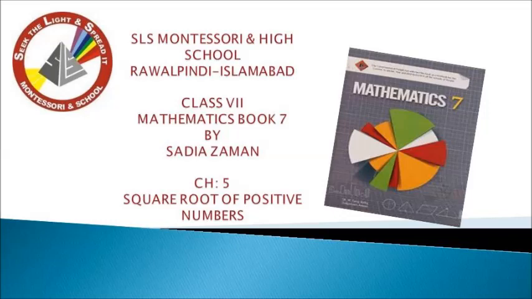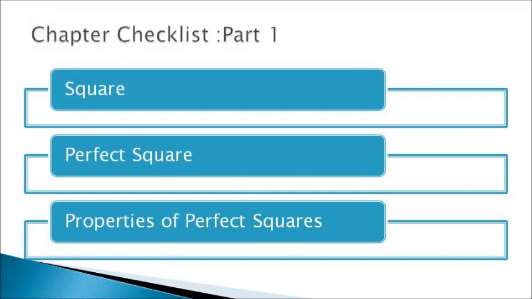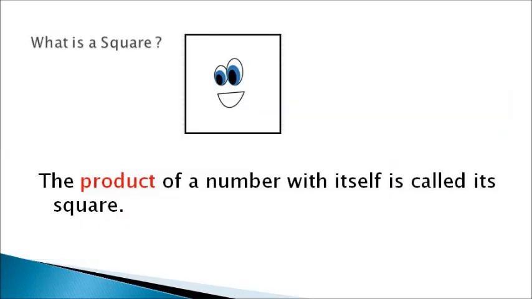And the name of chapter is Square Roots of Positive Numbers. The topics of this chapter we will cover in two parts. In the first part we will cover square, perfect square and properties of perfect square. Now what is a square? You are all familiar with this word as a shape. Whereas in mathematics, the square of a number can be defined as the product of a number with itself.